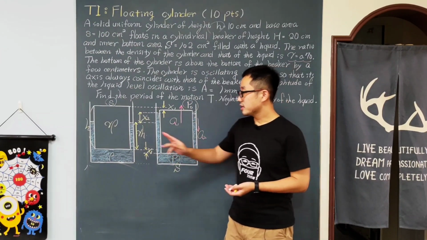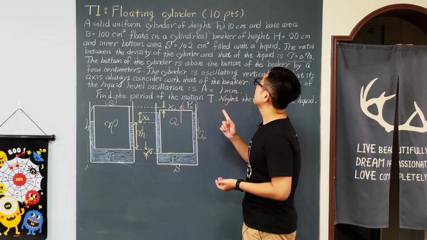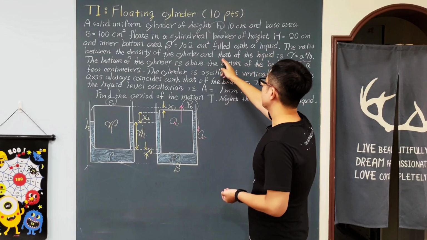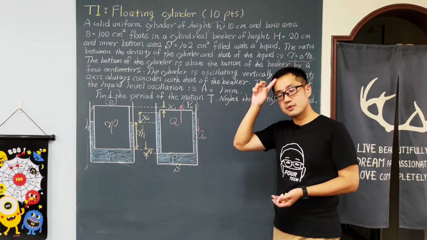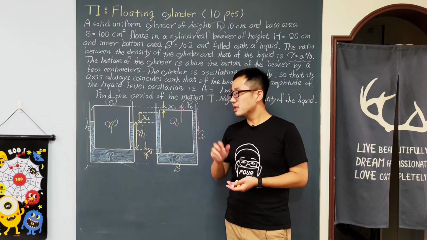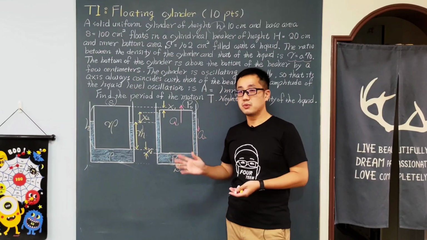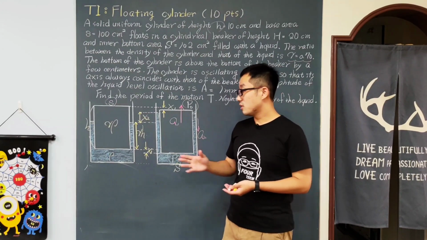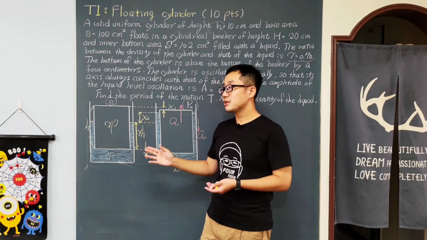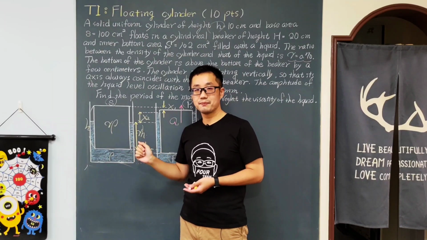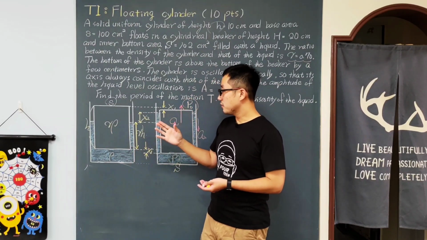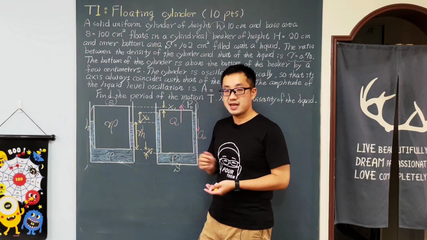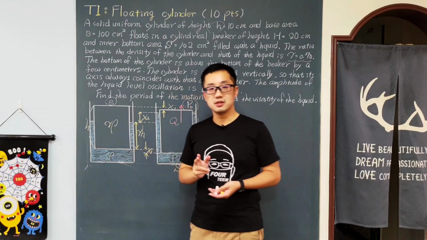So let's say it is at its equilibrium point, and according to the problem, the ratio between the density of the cylinder and that of the liquid is gamma, and gamma is 0.7. You can imagine the liquid is water. I'll just call it water, that will be much easier. If the density of the water is rho, the density of the cylinder will be rho times gamma. So the height below the water surface is gamma times h, where h is the height of the cylinder.